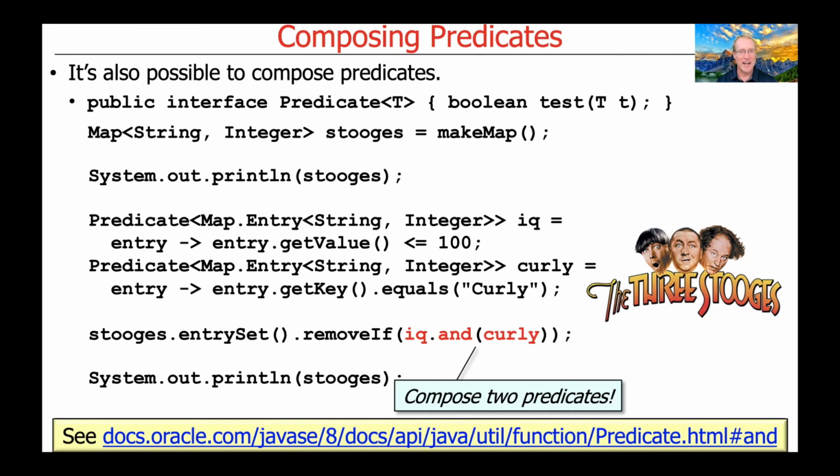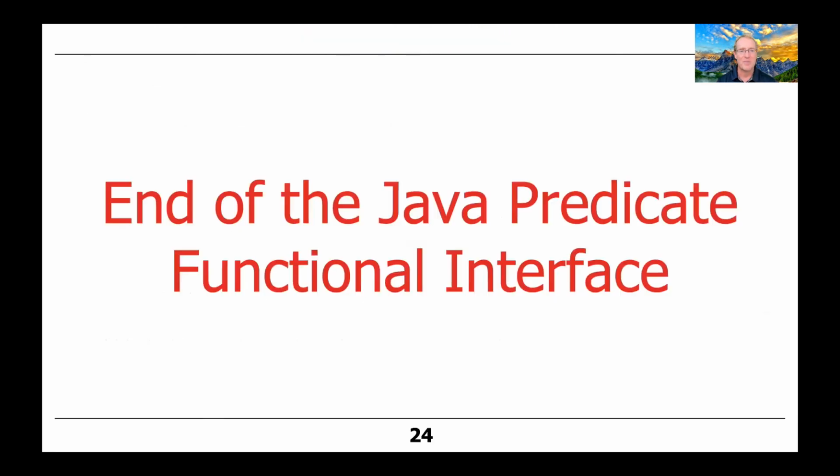So that'll just illustrate how these different predicates can be composed together using the AND operator that's defined as part of the predicate interface. Notice that that is not an abstract method. The abstract method is test. This is another non-abstract method.